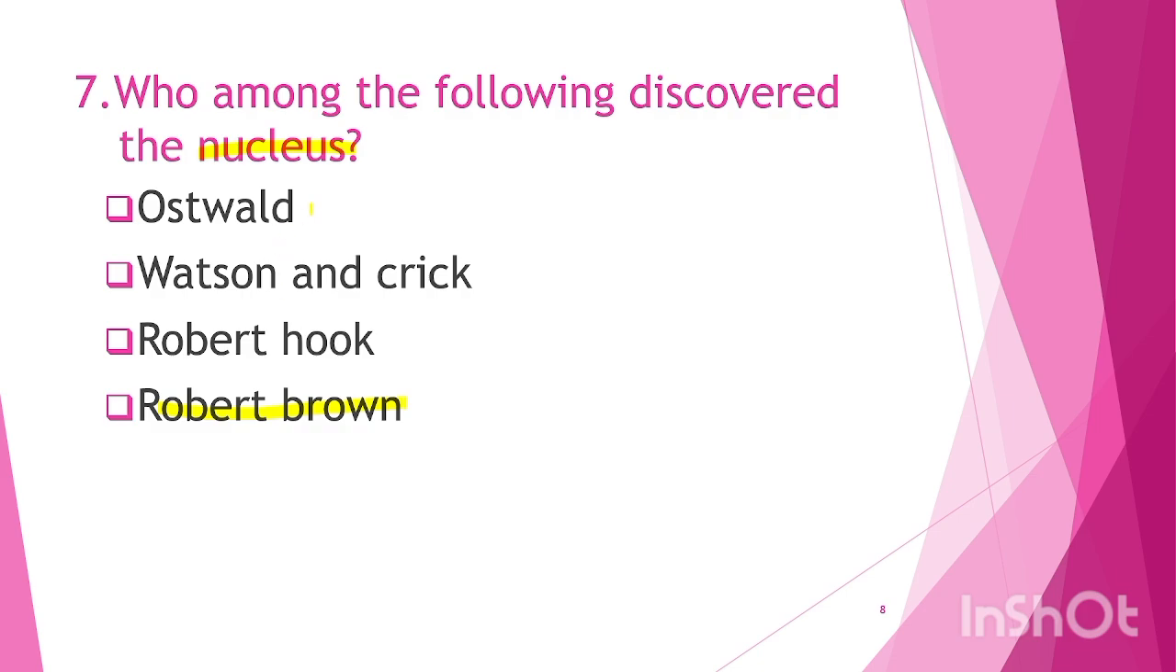Whereas Ostwald discovered the law of dilution, Watson and Crick discovered the DNA, and Robert Hooke discovered the cell in the year 1665. So the correct answer for this question is Robert Brown discovered the nucleus.